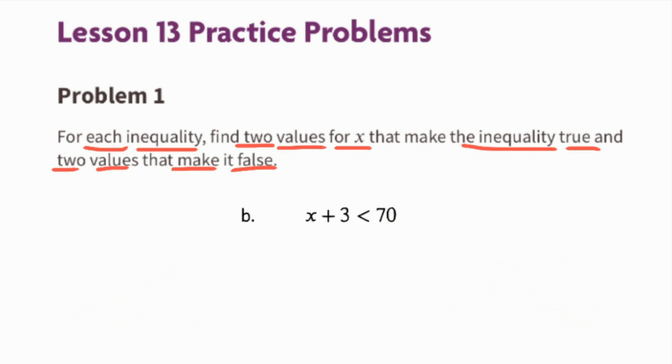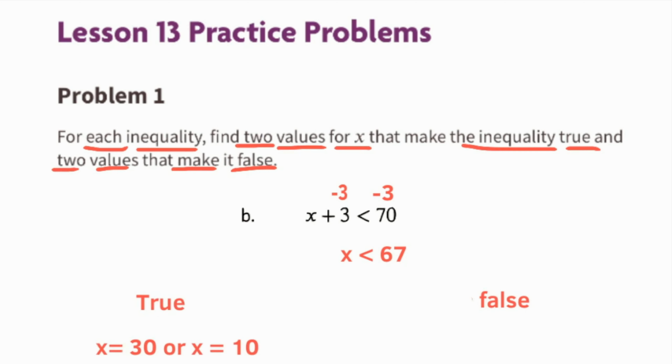B. x plus 3 is less than 70. Subtract 3 from both sides of the inequality sign, and you're left with x is less than 67. Values for x that would make this inequality true would be any values that are less than 67. For example, x could be 30 or x could be 10.